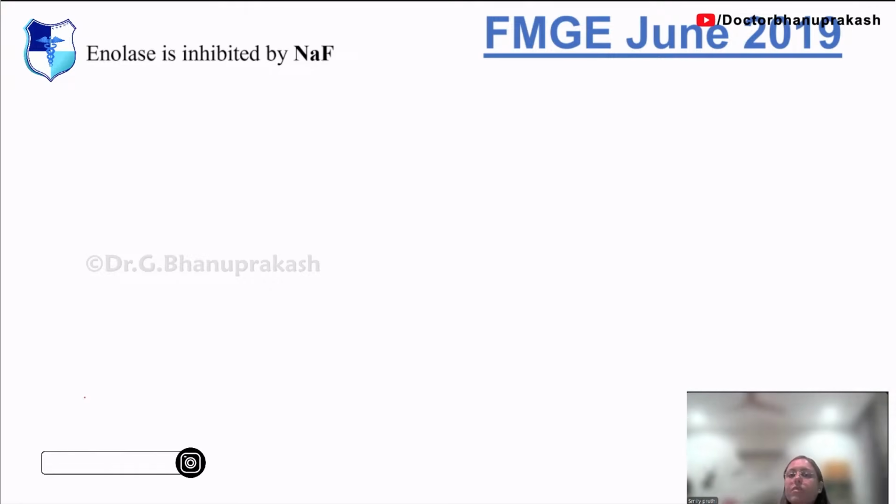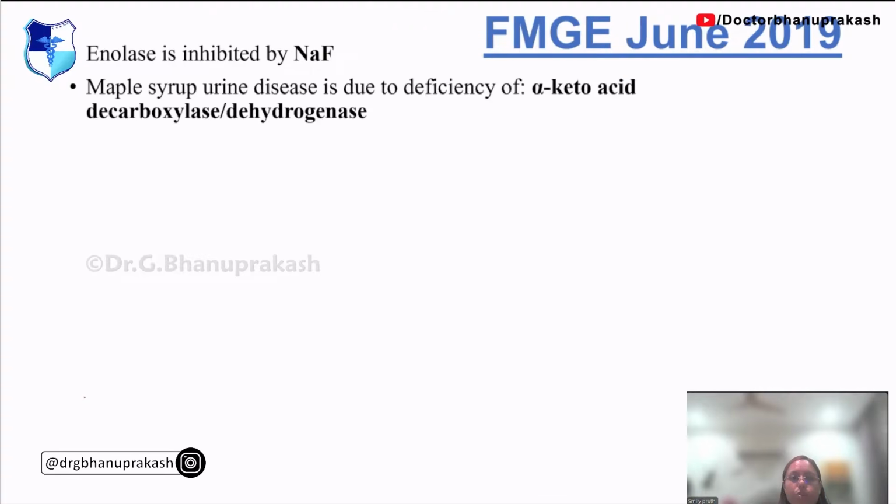Then some one-liners from your FMGE exam, June 19. Enolase inhibited by sodium fluoride, so used in the gray vacutainer. I told you. Maple syrup urine disease, I told you. Alpha keto acid dehydrogenase or decarboxylase.